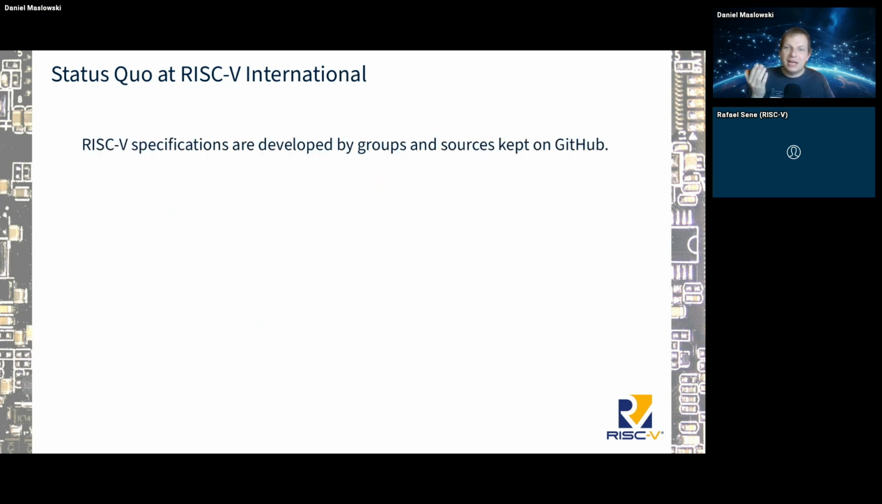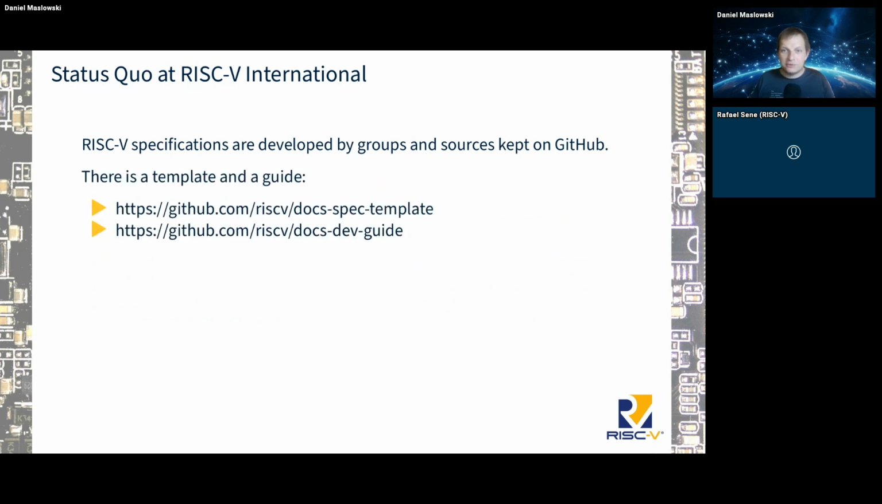We actually have lots of repositories on GitHub. That's where we are developing and keeping the specifications. How it works is, on the one hand, we have a template. So when you set up a new repository to write your own specification, you would need to establish a group or something, and then you would use that template. On the other side, there is also a guide for doing development, so you already have documentation for writing the documentation. How cool is that?